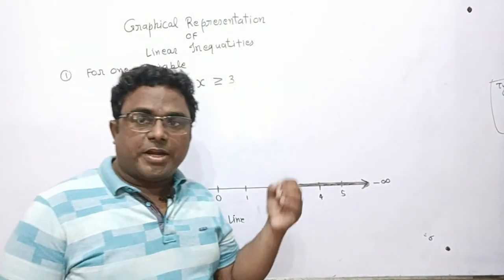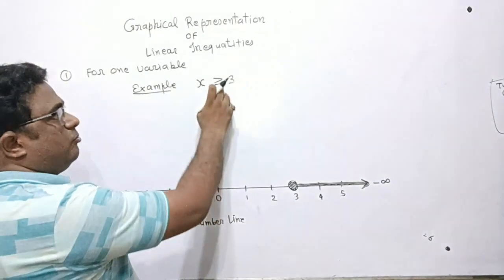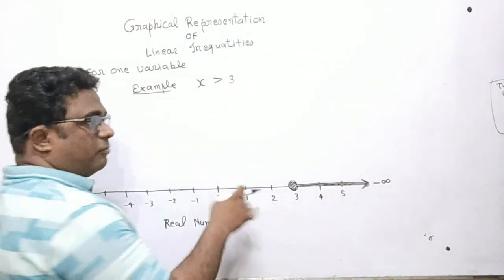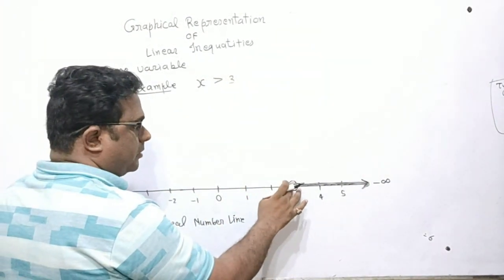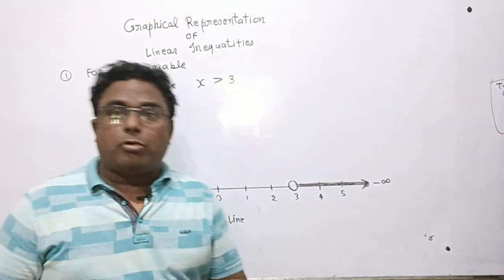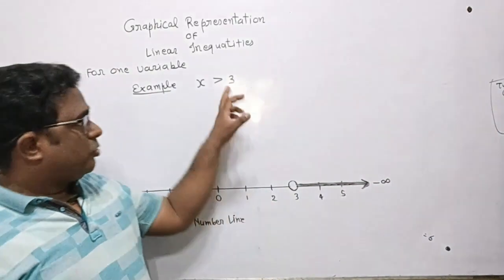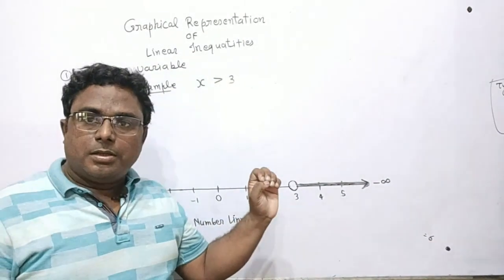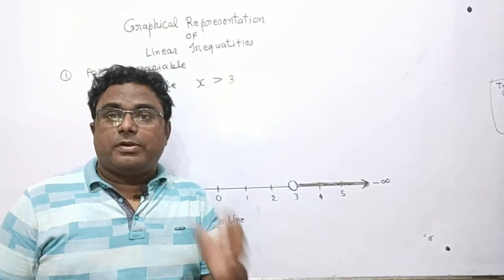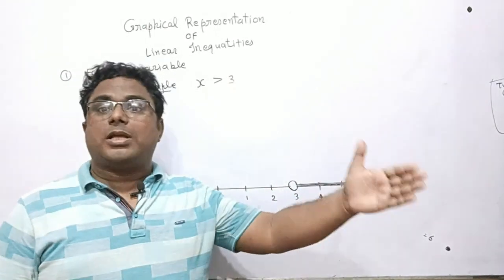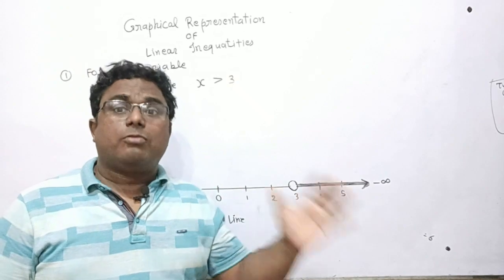Now let us do some variations in it. Suppose I remove the equal sign from it, then what will you do? You will make the circle blank. Now what is the meaning of the blank circle? Actually when I say x greater than 3, it means that the value of x is strictly more than 3. It cannot be equal to 3.